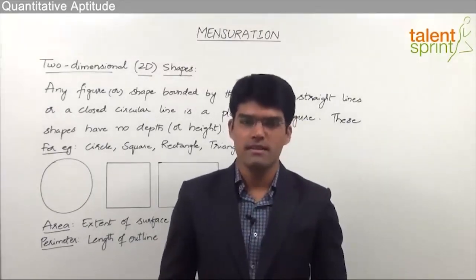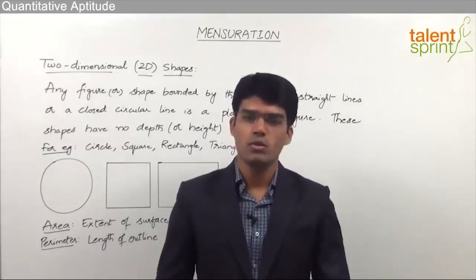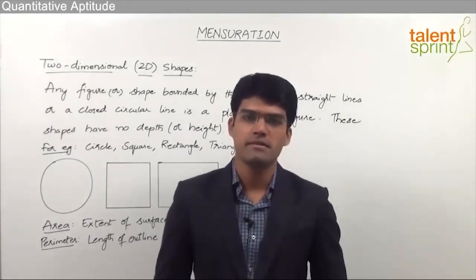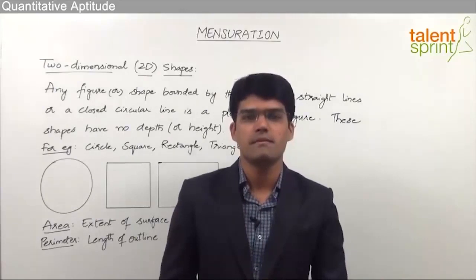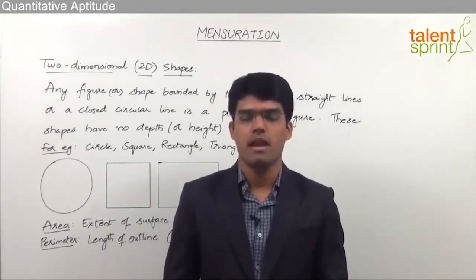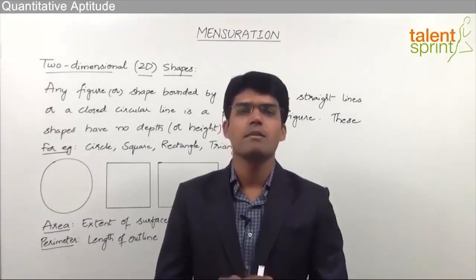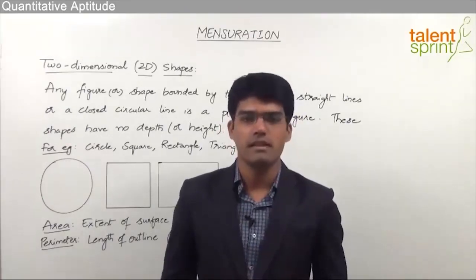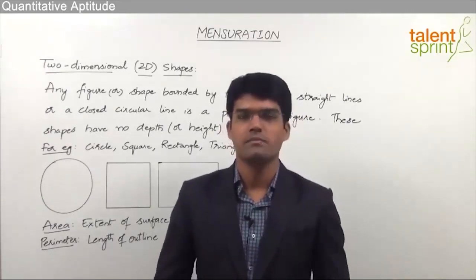Geometric shapes can be generally classified into two types: two-dimensional shapes and three-dimensional shapes. For two-dimensional shapes, we measure area and perimeter. And when it comes to three-dimensional shapes, we generally measure the volume and total surface area, or the curved surface area, as the case may be.